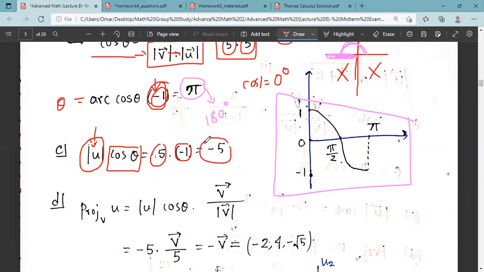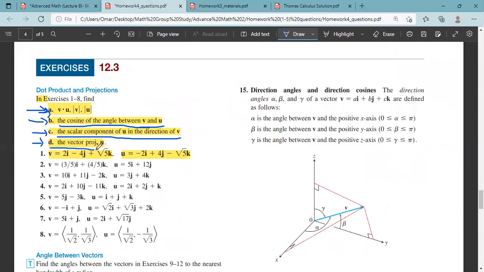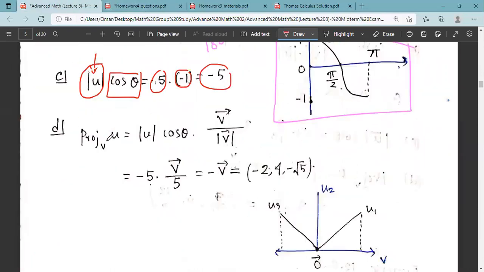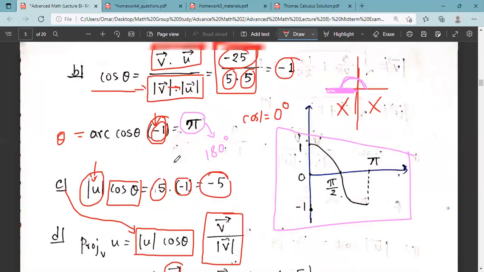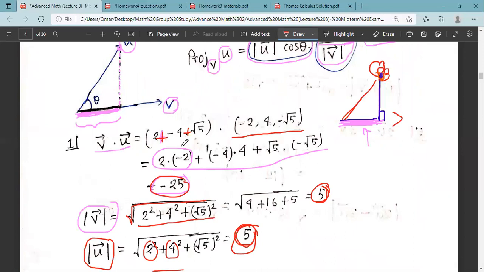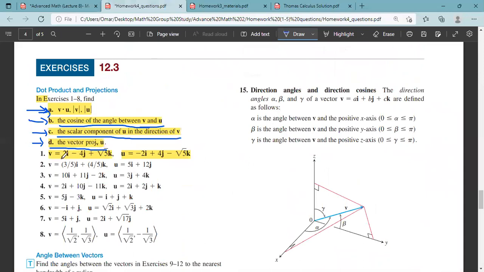Now let's see d. We have to find the vector projection of u over v. The formula is u times cos theta, the same thing that we found in part C, so this is minus 5. I have written here minus 5, and then v divided by norm of v. So where is the v vector? The v vector is here: 2i minus 4j plus root over 5k.